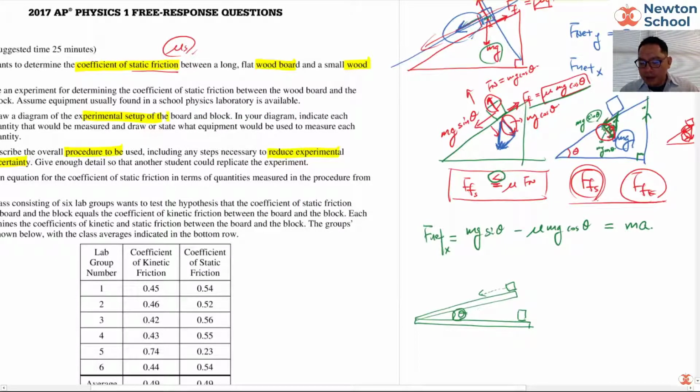So let's call this angle minimum. Until you reach angle minimum, the block is not moving. That means acceleration will be 0. As soon as you reach theta minimum, it starts to accelerate. So until you reach that angle, acceleration will be 0. So to find theta minimum, you set acceleration equal to 0, okay?